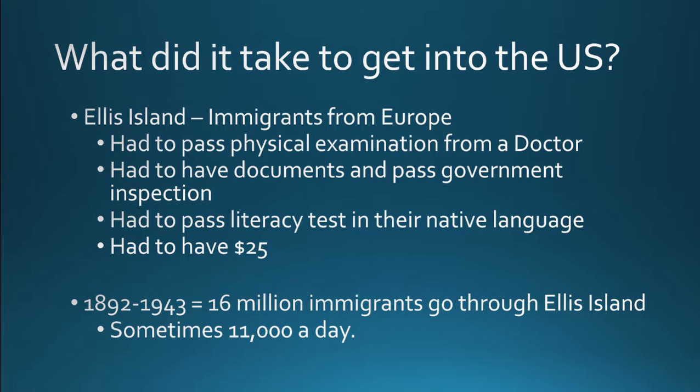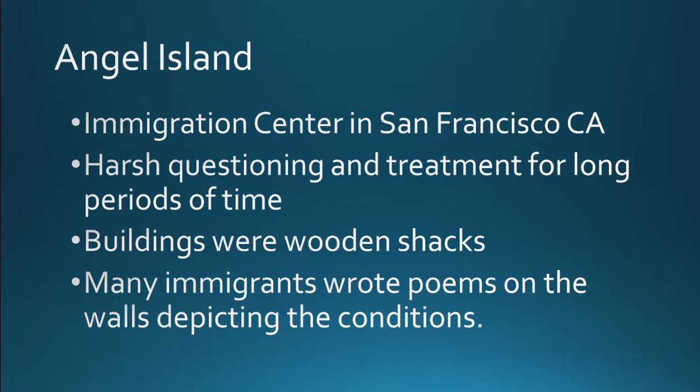This is an interesting stat, though. From 1892 to 1943, 16 million immigrants came through Ellis Island. That's a bunch. That's sometimes up to 11,000 a day. Angel Island is where all the Asian immigrants and all South American immigrants had to come through. They came through Angel Island, which is in San Francisco.